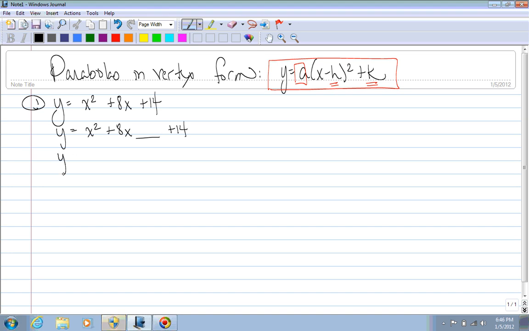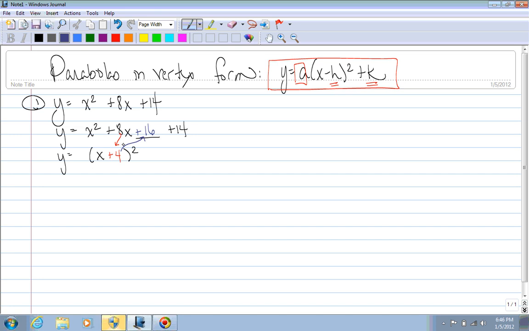So the first step is to take half of your 8 and it goes in the parentheses with the squared. And then if you actually FOILed this thing out, you would be getting your perfect square trinomial. So if you took x plus 4 times x plus 4, the last term would be 4 times 4, which is that number squared in the blank.